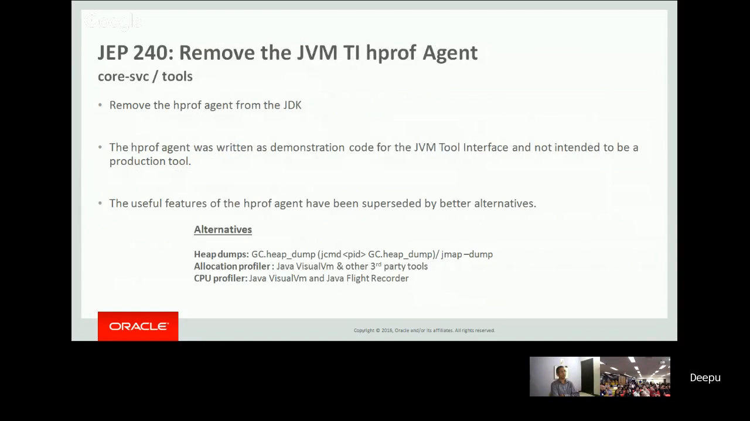Then we have the JVM TI HProf agent being removed. Again, the reason is that it was not intended to be a production tool in the first place. On top of that, all of the features like the heap dump, the allocation profiler, the CPU profiler, and stuff like that can already be done by Java VisualVM and by Flight Recorder. And you have a whole lot of good third-party tools also. So it is an unnecessary overhead to maintain all this. This is not going to impact anyone of you, I'm sure, but just be aware that this is going to be removed in case you are using it.